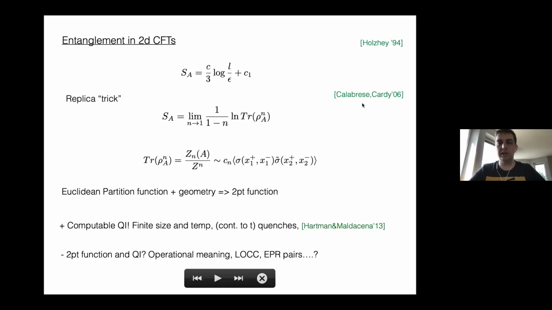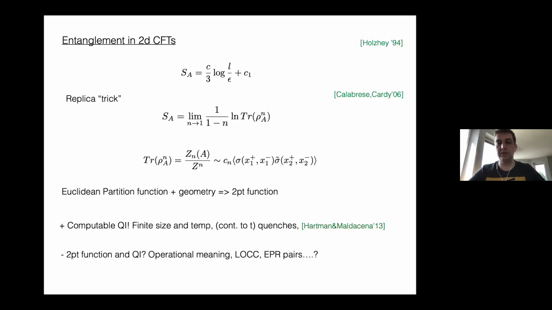And what Cardy and Calabrese noticed is that when we compute this trace of the reduced density matrix to the power n, we can actually express it as a ratio of partition functions on some curved background. And this curved background is some replicated background with cuts that has non-trivial curvature. You can use these facts and compute this ratio as something proportional to the two-point function of certain operators in conformal field theories.